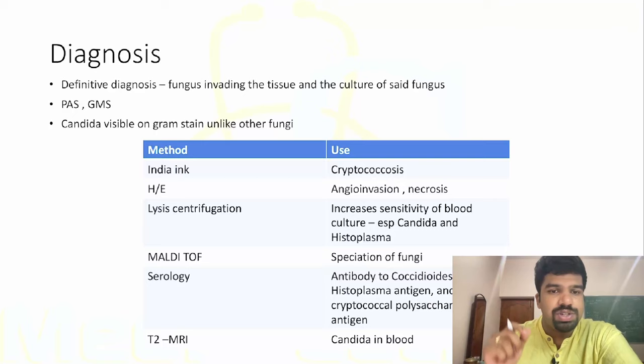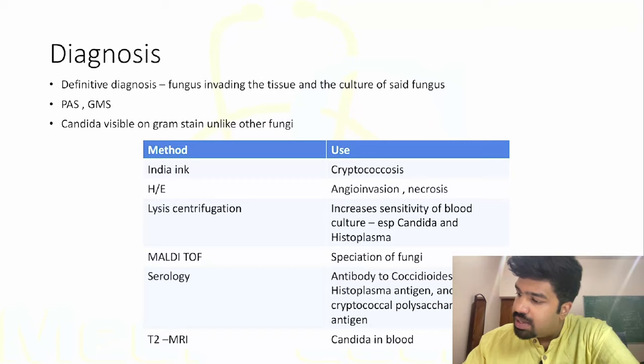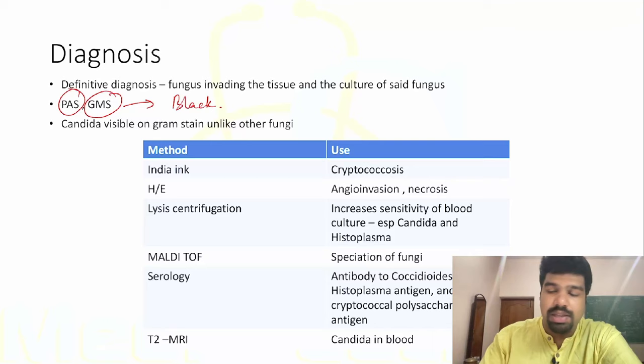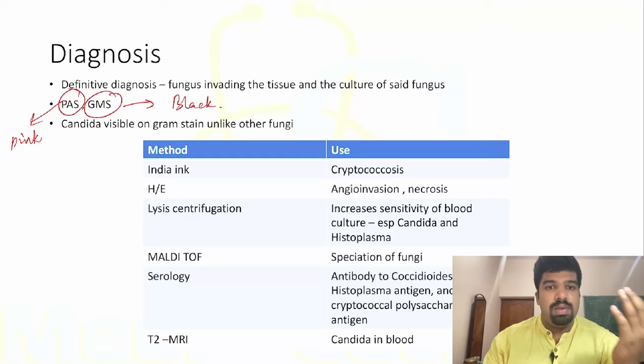Now, the best fungal stain is Gomori methenamine silver stain. Okay. So, Gomori methenamine silver stain makes the fungus appear black. Whereas the second best is PAS, periodic acid-Schiff, which makes the fungus appear pink. Okay. Now, for demonstration of necrosis or angioinvasion, an H&E is very much sufficient. So, on an H&E stain, you can see angioinvasion and necrosis.